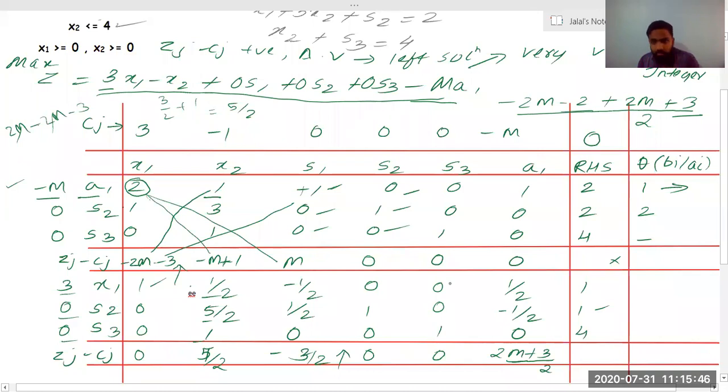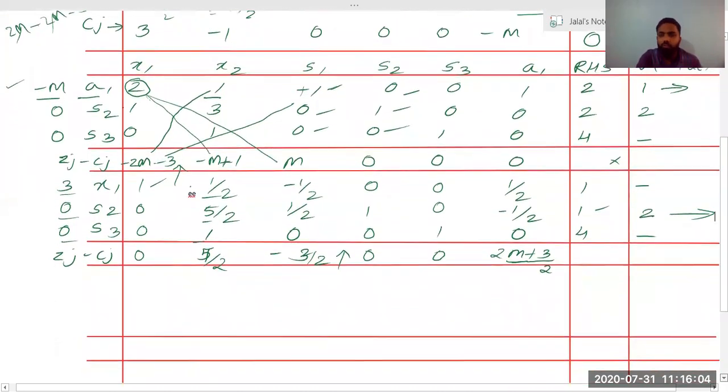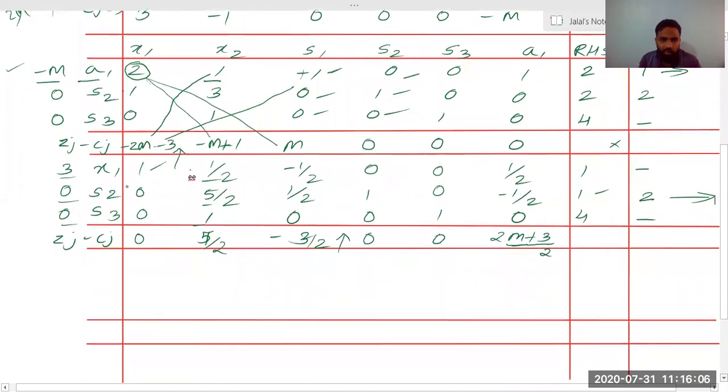We need to divide the RHS by the pivot column. So 1 divided by minus half, not possible. 1 divided by 1 by 2 is nothing but 1 into 2, which is 2. 4 divided by this is also not possible. So there is only one variable which is the least positive. So what is that variable? 2. I would request you to check the calculation from your end also, what I am doing here. Okay, so what do we need to do? What will enter? This is x1, this is x2, s1 will enter.